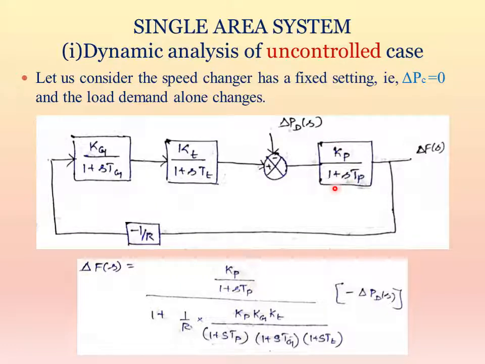This will be G of S and all these things will be H of S. So G of S by 1 plus G of S H of S, that is G of S divided by 1 plus G of S into H of S. H of S is a feedback system; we have taken it as negative feedback. Your input is minus del PD, so you have to put this minus sign. Be careful in putting this sign.